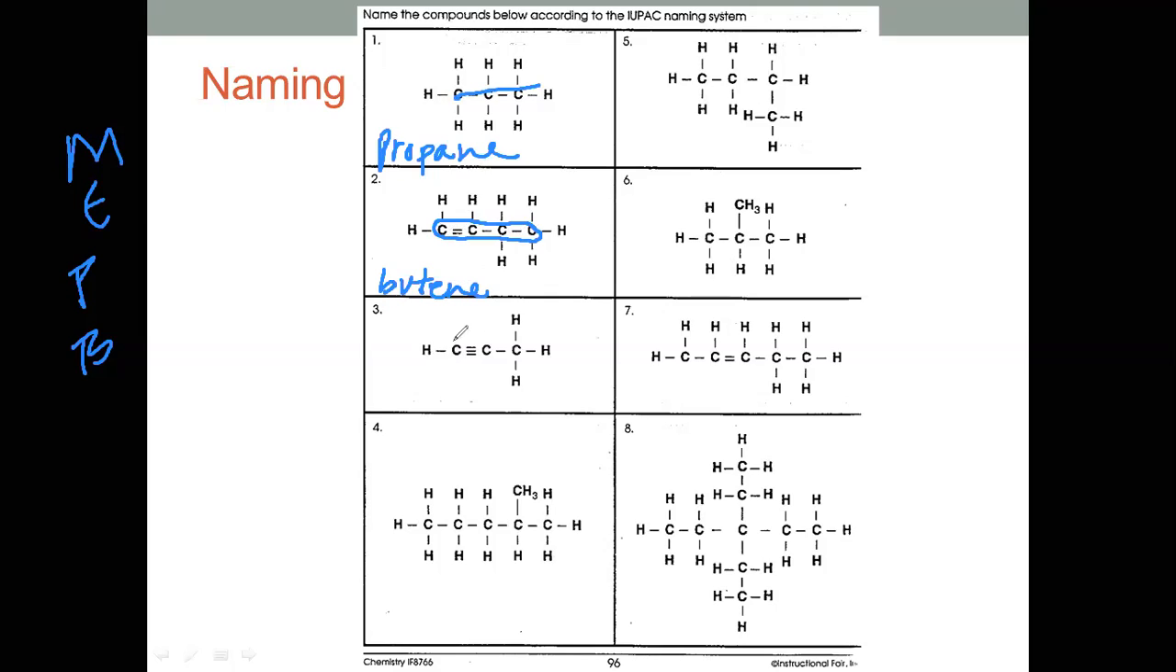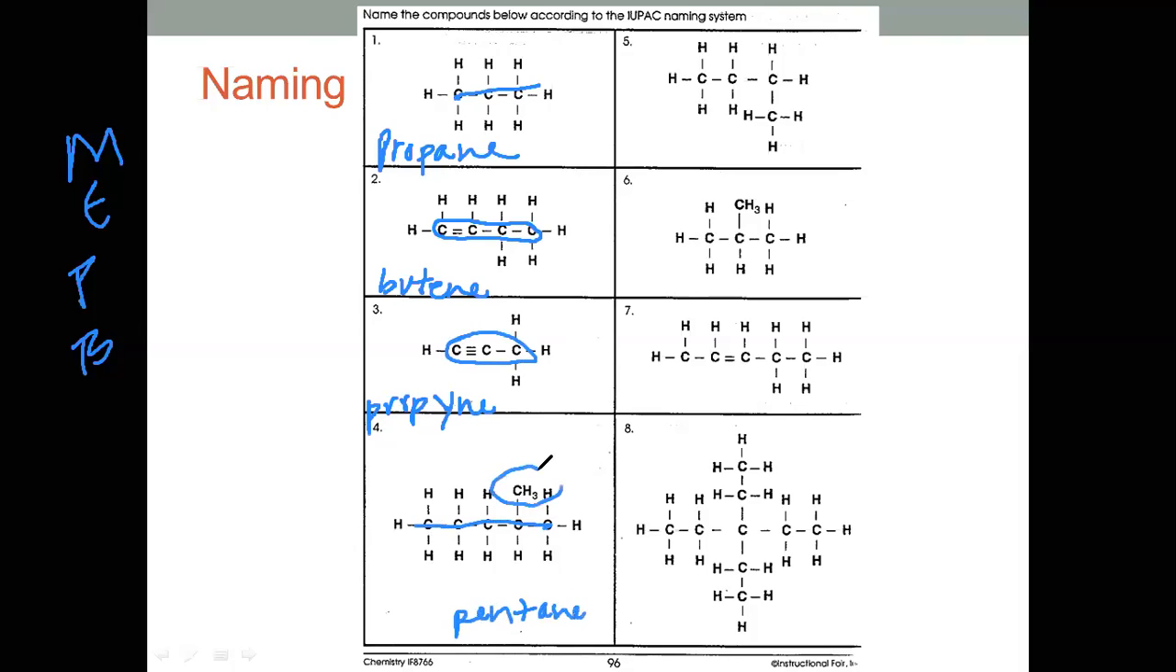Okay, 3, we have 1, 2, 3 carbons. So that's prop. And then I have a triple bond. So 3 in a row with a triple bond, meaning it's yne. I'm just going to erase it so you can see that the triple bond is there, right here with our long chain. Okay, next, number 4. 5 in a row, so that's pentane.